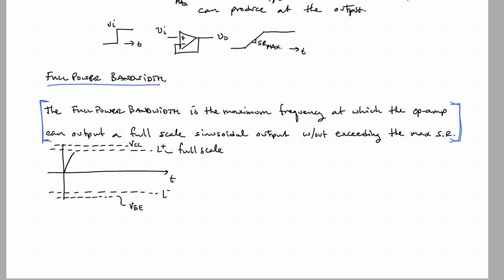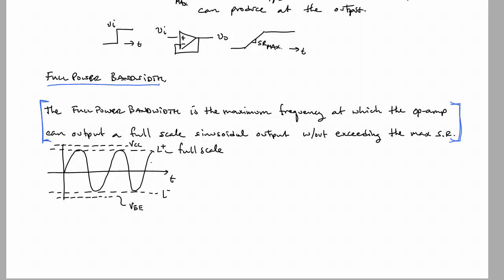So the question we're asking is, if I want to produce a sine wave at the output that utilizes the full range or the full capability of the op-amp, so it's going to go from L minus to L plus, and here I'm assuming that they're both the same, but sometimes one may be in magnitude less than the other, and so it's going to be the lower one that limits this. Then the question is, what is the maximum frequency at which we can put out this amplitude signal without hitting the slew rate limit?